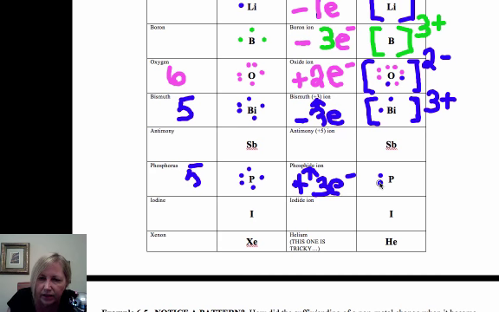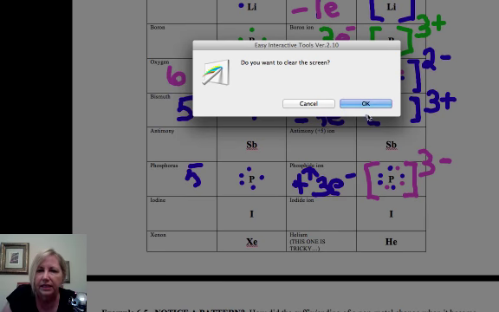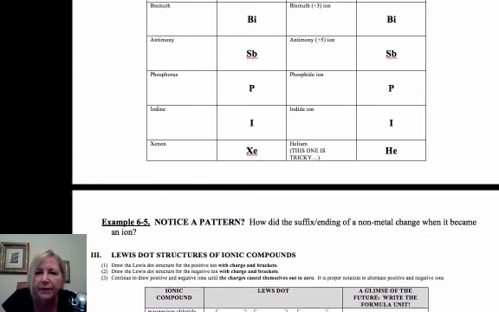So it did have 1, 2, 3, 4, 5. Remember, the octet rule says that it wants 8. So I'm going to give it 3 electrons. 1, 2, 3. Ide means make the negative ion of, and so 3 negative ion. Okay. Now, let's take a look at these next 2 down in the bottom.